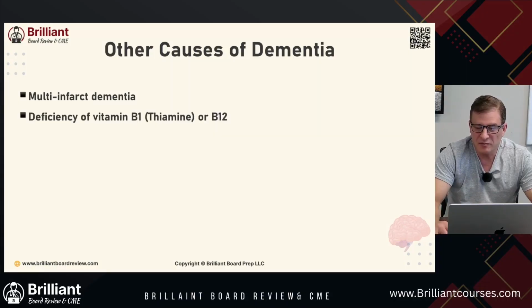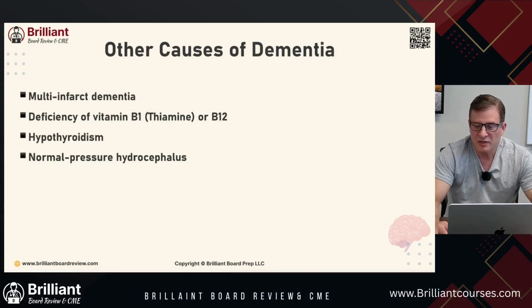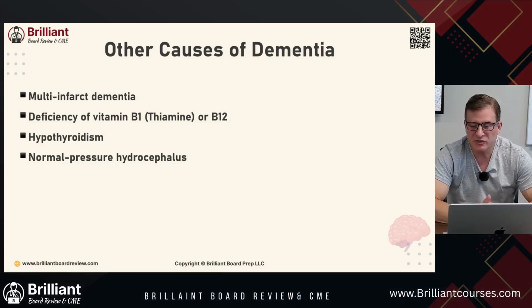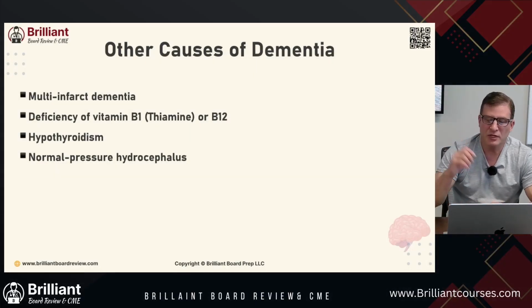Deficiency of thiamine, B1 thiamine, or B12. Talked about this in Wernicke's. Hypothyroidism. Normal pressure hydrocephalus. Billy Joel was diagnosed with this. In normal pressure hydrocephalus, you have dementia, gait disturbance, and urinary incontinence. CT scan shows dilated ventricles. Treatment can be a ventriculoperitoneal shunt, draining that fluid out.